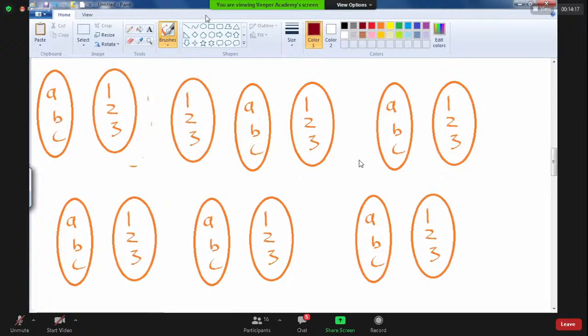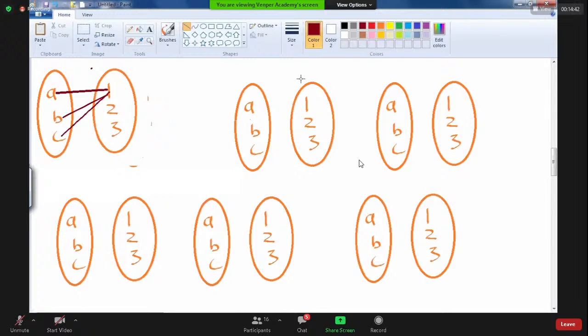So first question. A is related to 1, B is related to 1, and C is also related to 1. What type of function is this? You tell me. In the next case, this got a little disturbed. This is unnecessary.